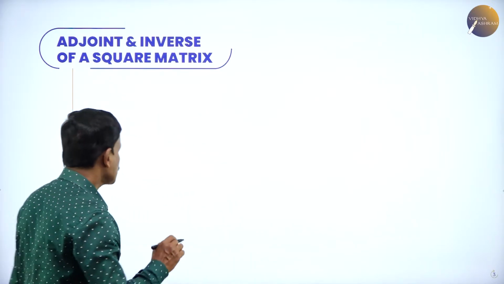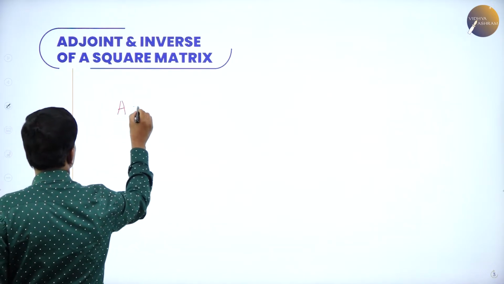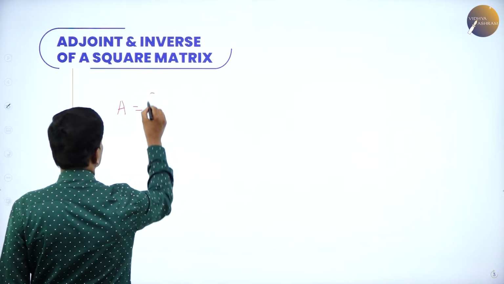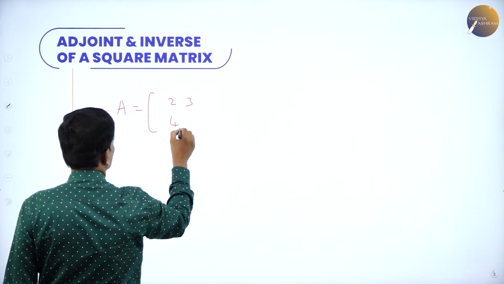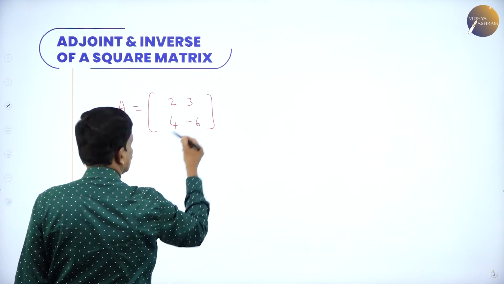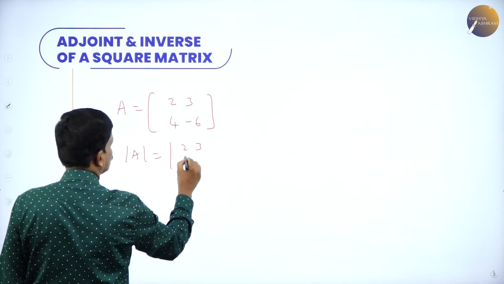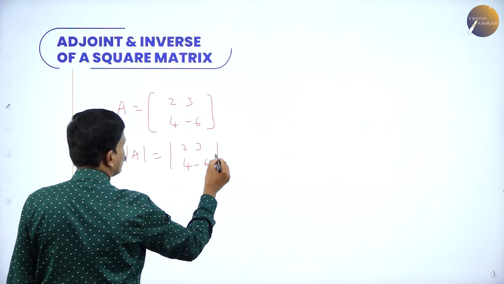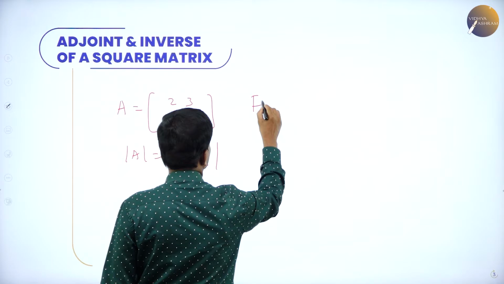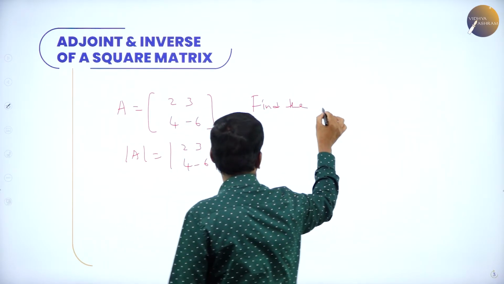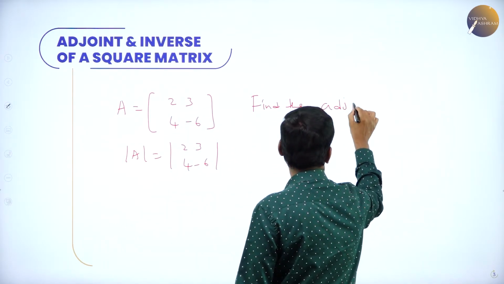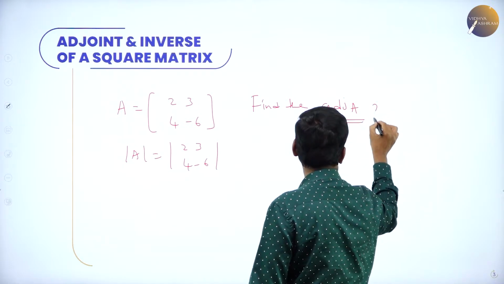Let me take one more problem for 2 rows and 2 columns. Then we will discuss for 3 rows and 3 columns. Now, let us consider A is equal to 2, 3, 4, minus 6. Now, the determinant of A is determinant 2, 3, 4, minus 6. Find the adjoint of A.